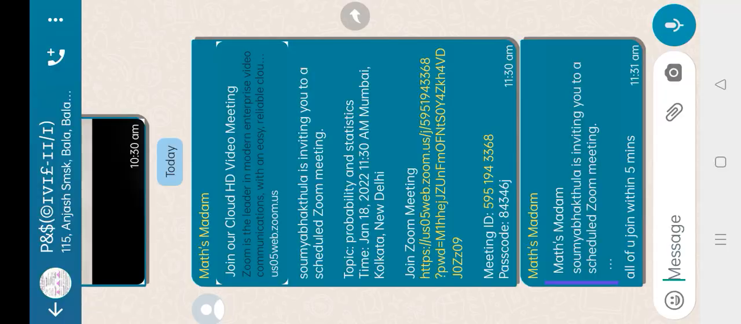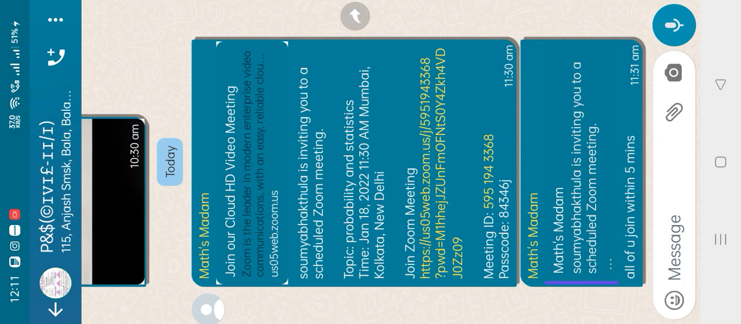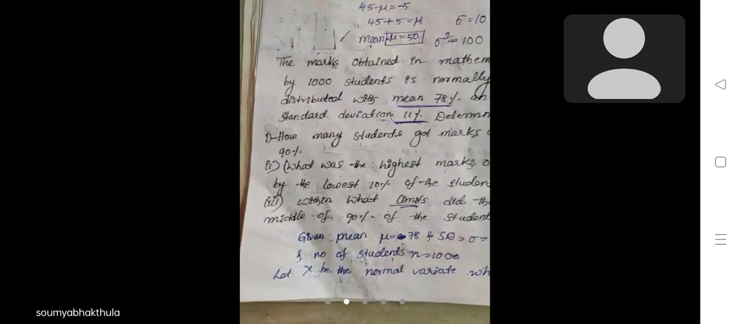Here we have mean 78% and standard deviation 11%. Determine how many students got marks above 90% and what was the highest marks obtained by the lowest 10% of the students. The question here you have to understand. The first one is very simple, but the second one you have to understand. What was the highest marks? That means you have, the question is here, how many students got marks above 90%?